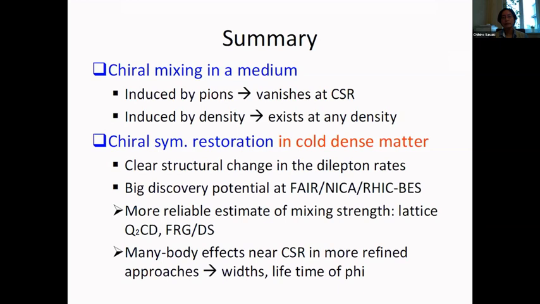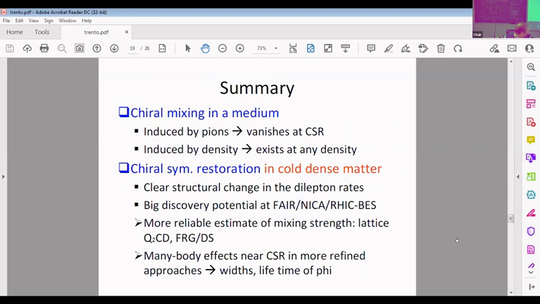Thank you very much, Chihiro. So we have time for questions. I have to look. Leon Juan, please. Hi, I have a question on your spectral function. You can switch on your camera, then we see you.